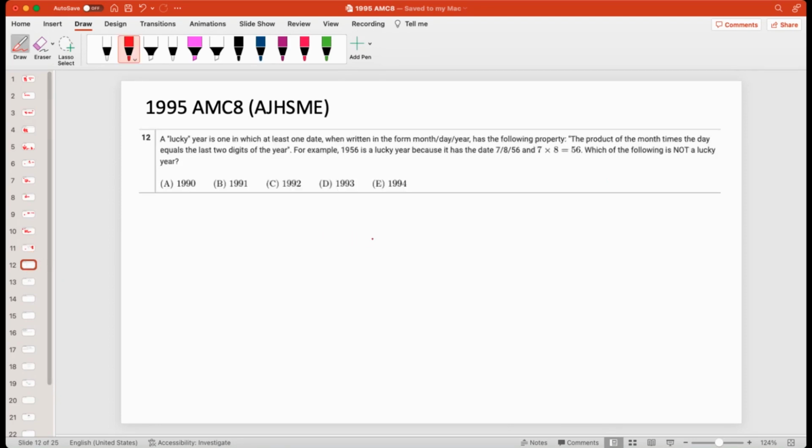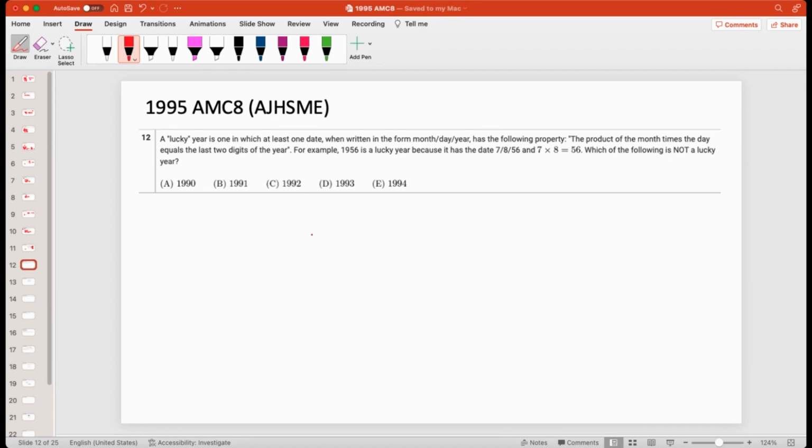A lucky year is one in which at least one date, when written in the form month day year, has the property which is month times day will give the last two digits of the year. So for example they have given 1956. So here if you see, this is a lucky year because the date 7 times 8 times 56. 7 times 8 is equal to 56, right?